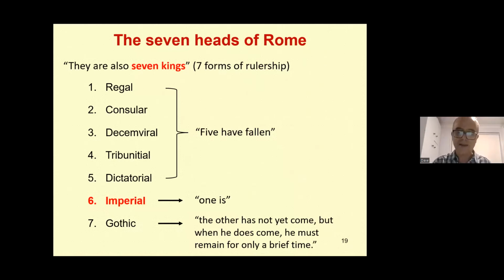And then we had the tribunes' reign. So there was a period when military tribunes, these were the very high-ranking officers in the Roman army, were appointed to the rulership of Rome instead of the consuls. There was a period when this happened as well.